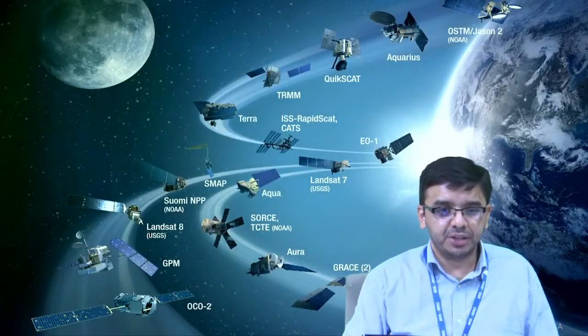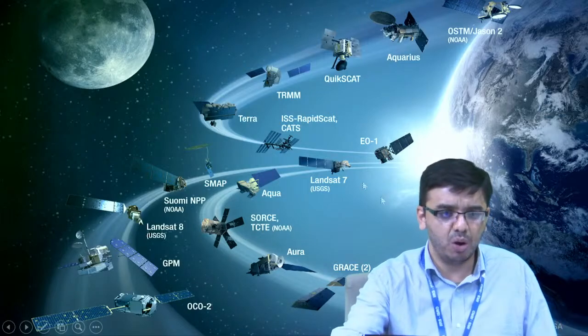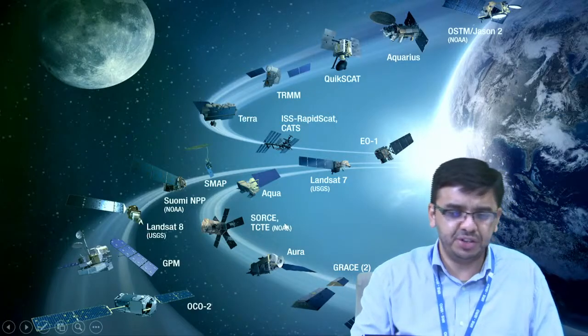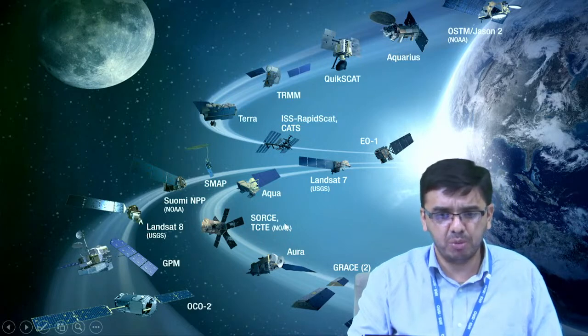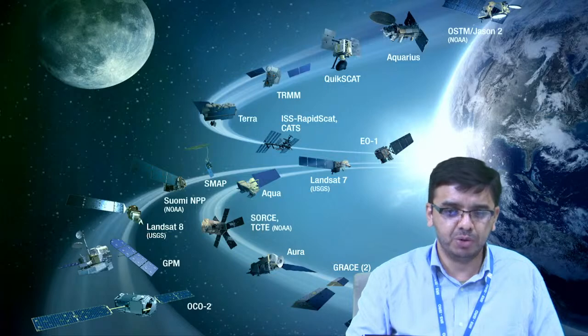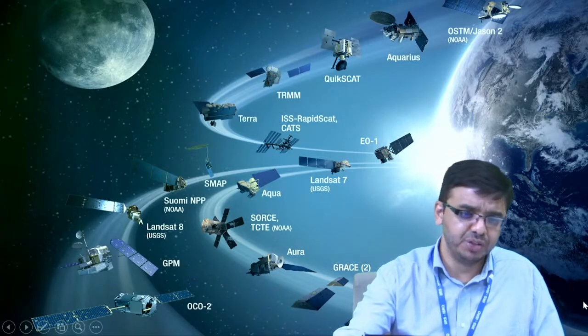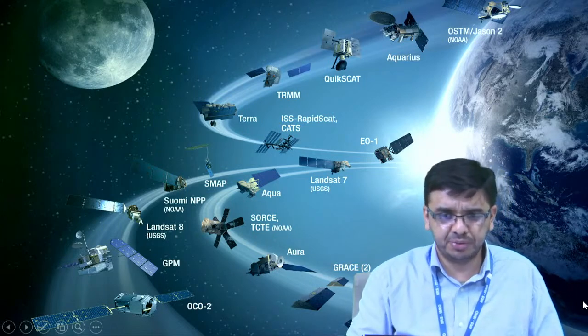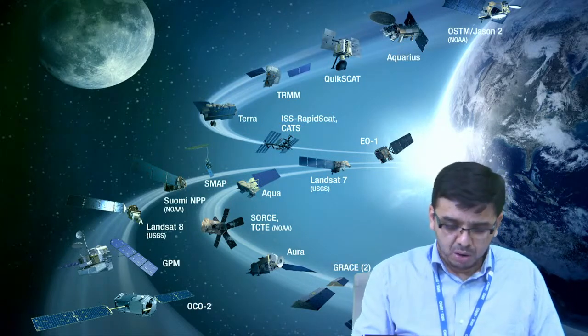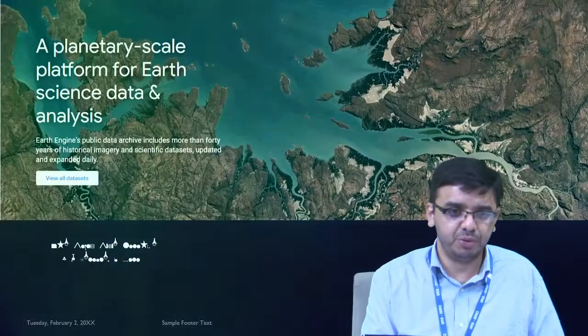So if we see the data catalog of Google Earth Engine, it has all open source data. It hosts data available from almost all space agencies which are providing their data as open source, from NASA, ESA. So all the satellites, whatever you see, almost all types of geospatial data are available at Google Earth Engine with just a few clicks.